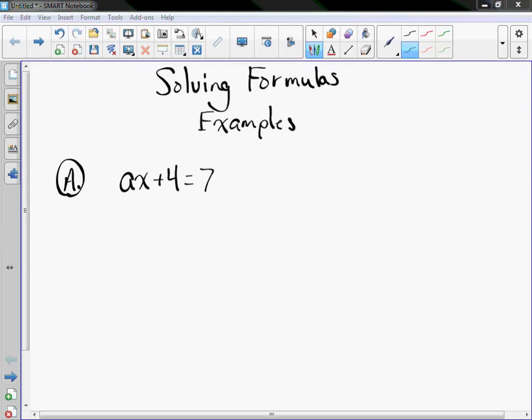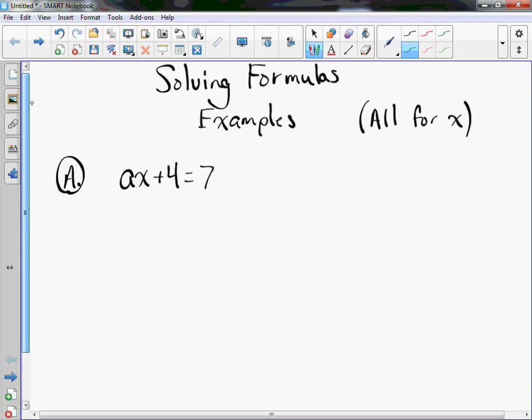Okay, let's solve a few formulas for a variable. We're going to solve all of these for x. I think I have 3 examples here for us. We're going to solve them all for x. So we just want to get x by itself is what we're asking for.